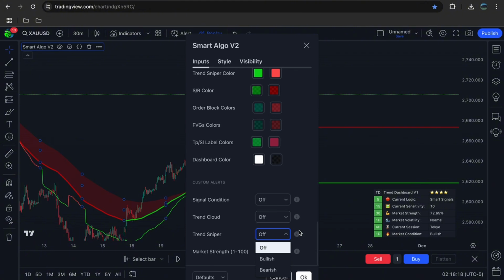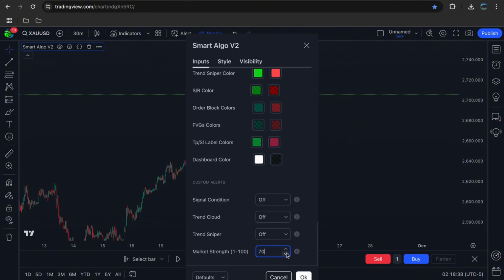Finally, let's discuss the market strength setting. This allows you to set a threshold for the market strength indicator and get notified when it's crossed. For example, if you want to know when market strength exceeds 70, indicating strong bullish conditions, or drops below 30 for bearish momentum, you can configure an alert for that. This is a great way to stay on top of market dynamics without having to constantly check the dashboard.